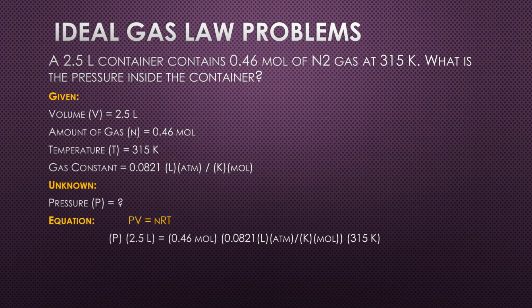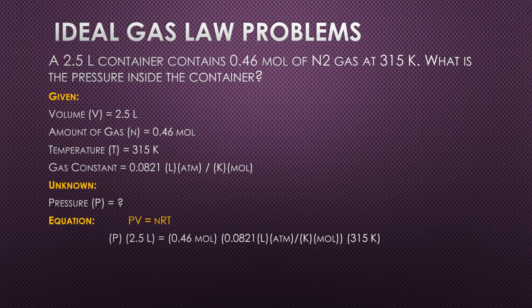Now, the only quantity that we see with the pressure on the left side is the volume, which is 2.5 liters. If we want to get rid of that 2.5 liters on the left hand side and move it to the right side, we'll just have to divide on both sides of the equation.